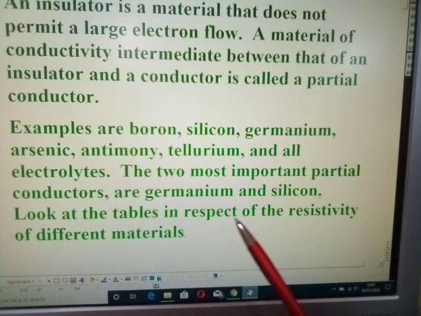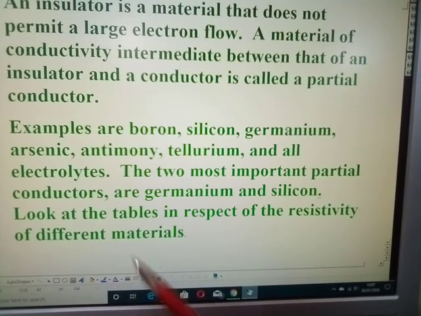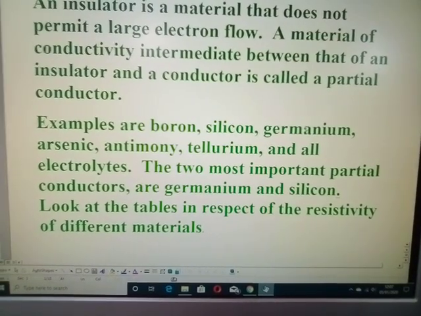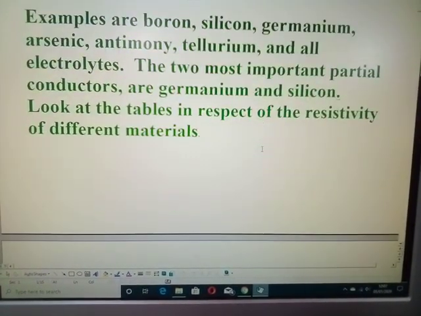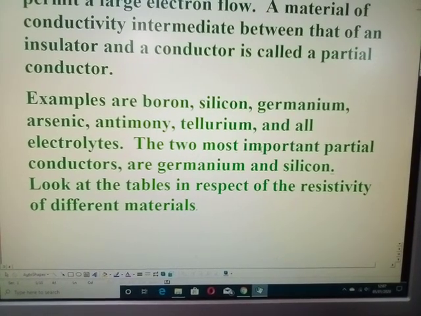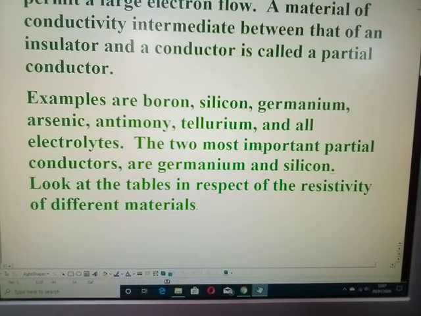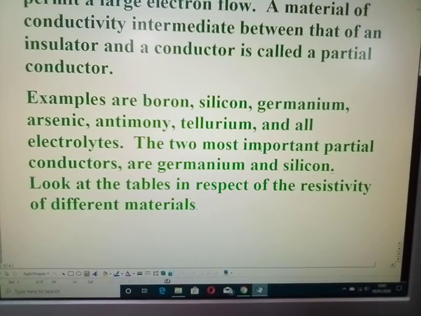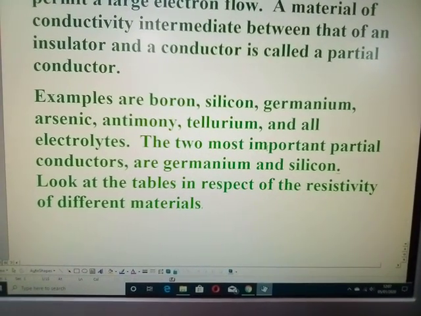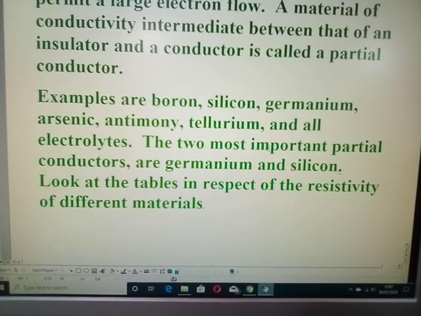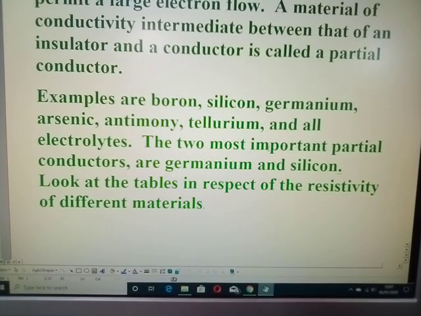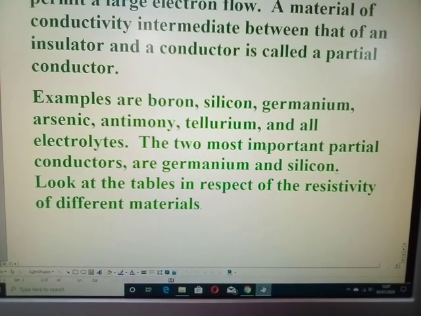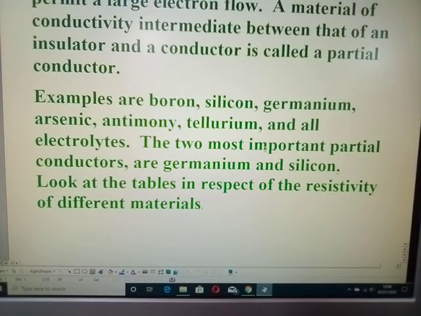Look at the tables in respect of the resistivity of different materials. Now again, remember, take your time to read the information, extract it, make it your own. Do some additional research so you can add to what has been given here. Okay? This is only a sample as to what can happen or that relates to certain types of semiconductors.